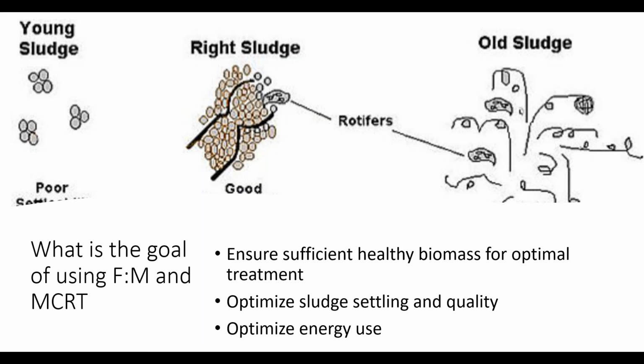Also, you see that old sludge there. You're getting into that stage where you're getting different types of organisms that are going to interfere with the settling. Looks like there's rotifers and filamentous bacteria, and there's problems with that sludge being able to settle to a nice, small, compact, dense sludge.